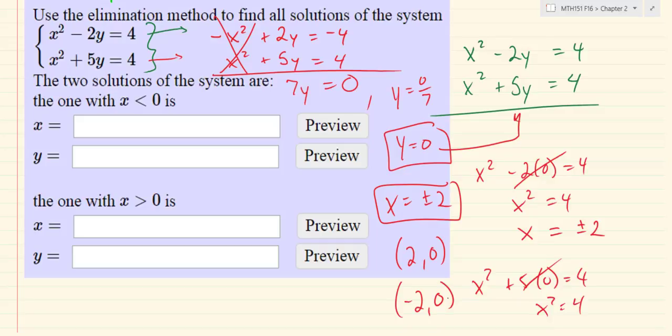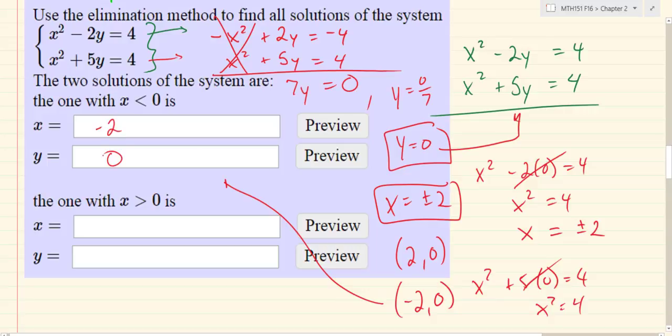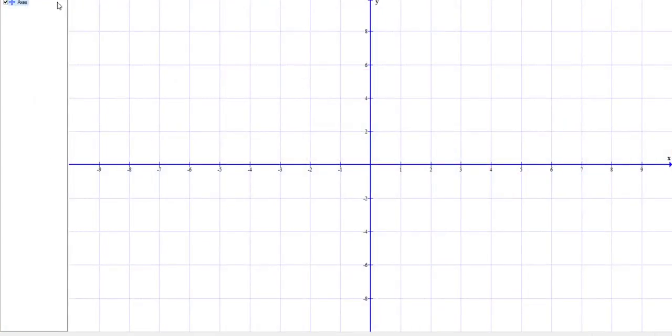So what do they want here? The two solutions of the system are the one where x is less than 0, that's going to be this one. So we're going to say x is negative 2, y is 0. And the one where x is greater than 0 is going to be positive 2 and 0. And maybe you're just full of beans. He doesn't know what he's talking about. All right, let's see. Hey, look at that.